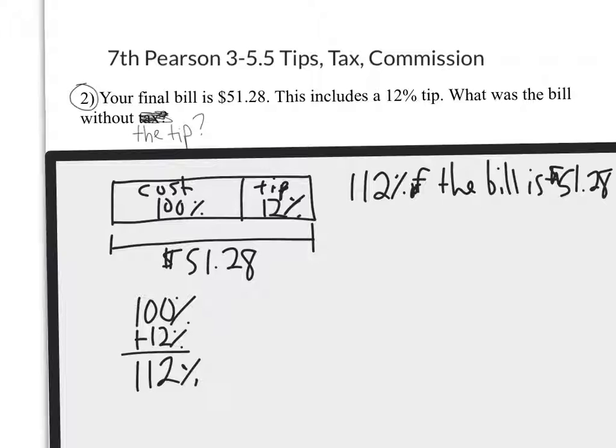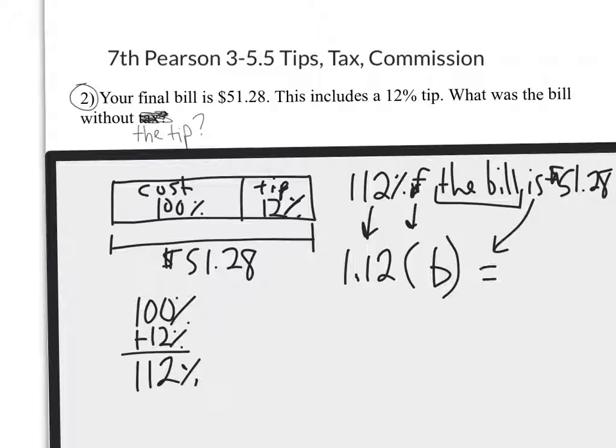From that, we can come up with an equation. It's like our percent equation we talked about. So 112%, we can change that to a decimal. Of usually means multiply. The bill, that's what we're trying to find. Is means equals. So that would be our equation, and then from there we can solve the equation for B.